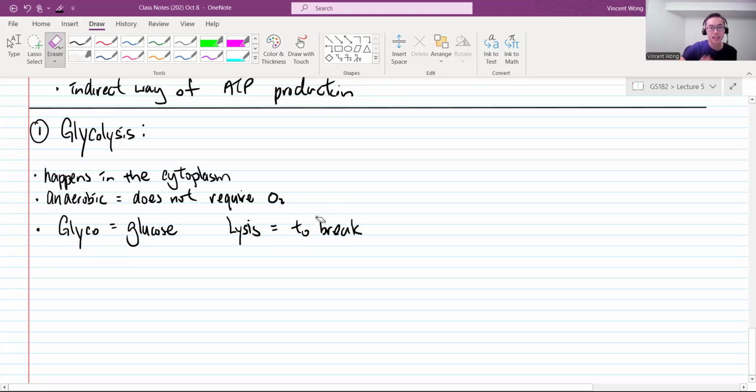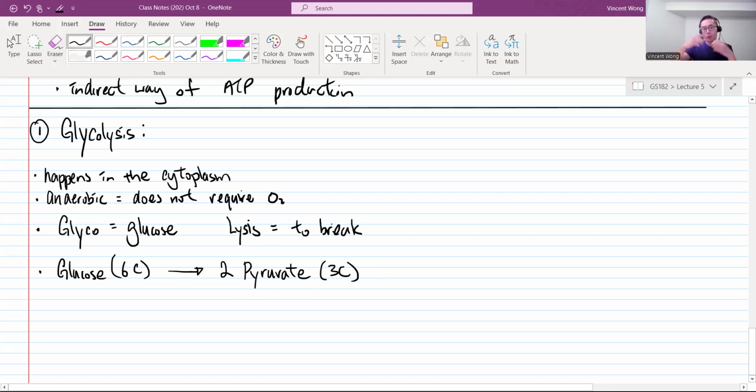So glycolysis is to break glucose, basically. A glucose, which has 6 carbons in it, is going to break down into 2 molecules of what we call pyruvate, which is 3 carbons each. Sometimes you might see notes or a textbook say pyruvic acid. For us, it means the same thing. So I'm just going to write pyruvate here. 6 carbons become 2 pyruvate, 3 carbons each.